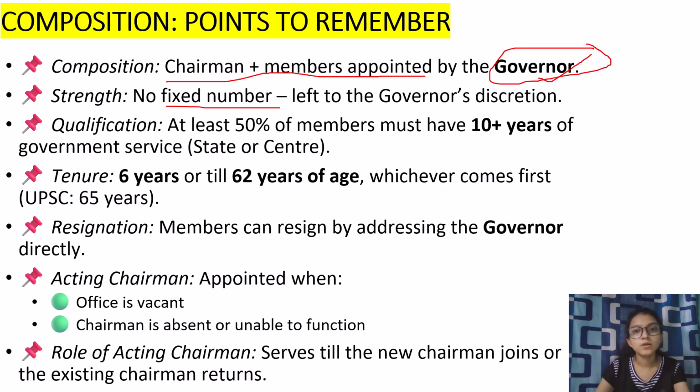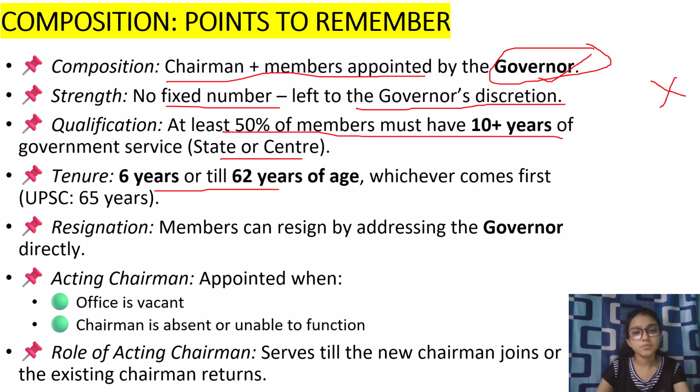Strength: no fixed number, left to the governor's discretion. So there is no specific number mentioned here. Qualification: at least 50% of the members must have 10 years of government service, state or center. So this is the very requirement that a person must have before entering such bodies.